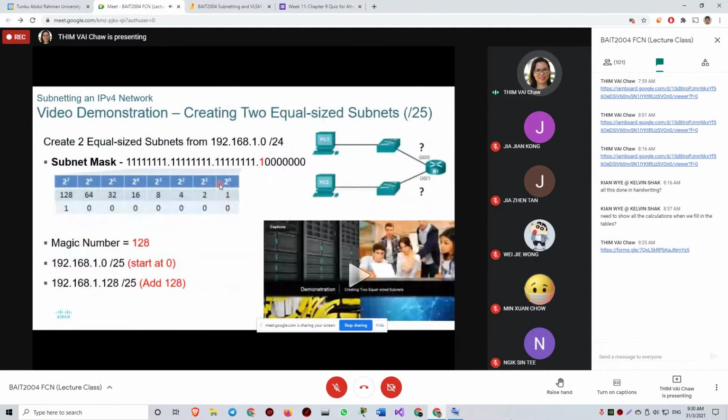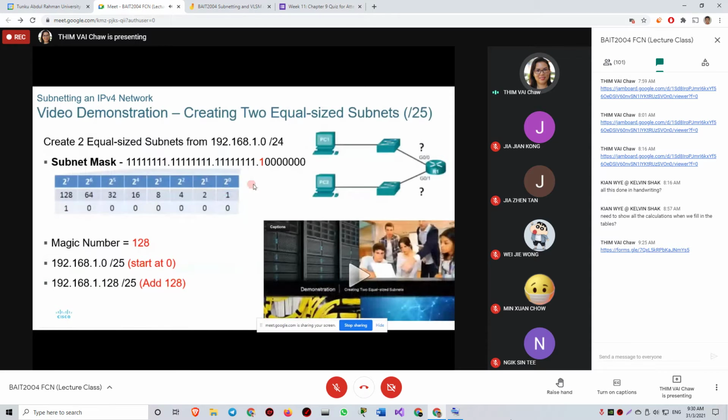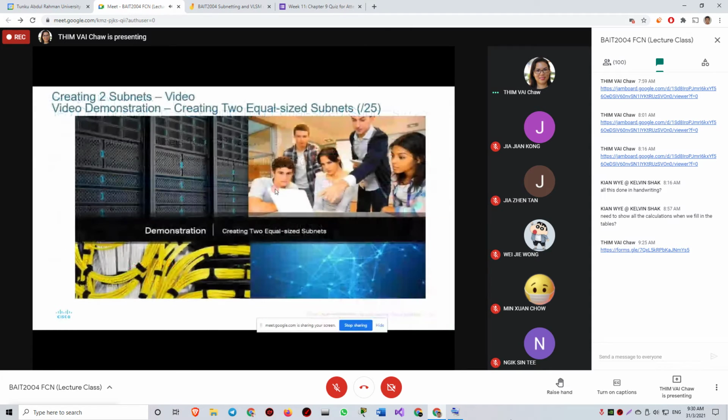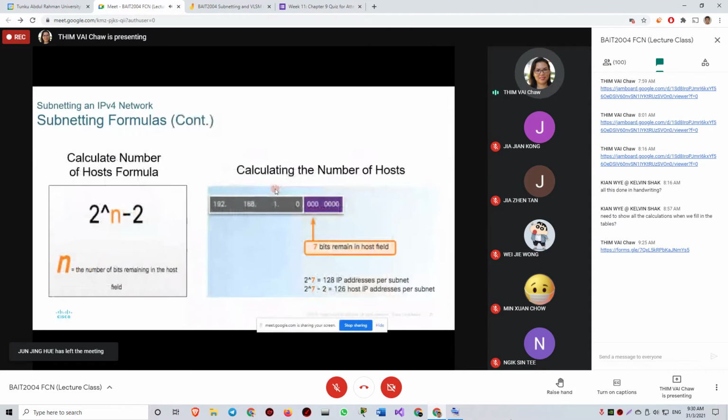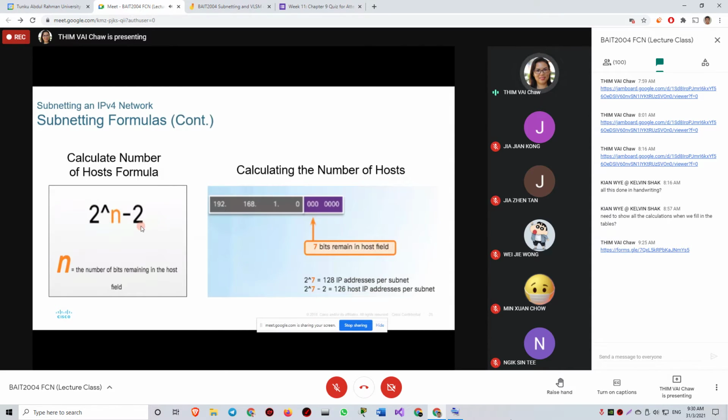Here, given a different subnetting, if you want to create 2 subnets, then your prefix length will be /24. This is a class C. All these things have actually been explained to you already by your tutor or by me. This one is the formula to calculate the subnets: 2 to the power of the number of bits you borrow. Then this one calculates how many hosts you have.